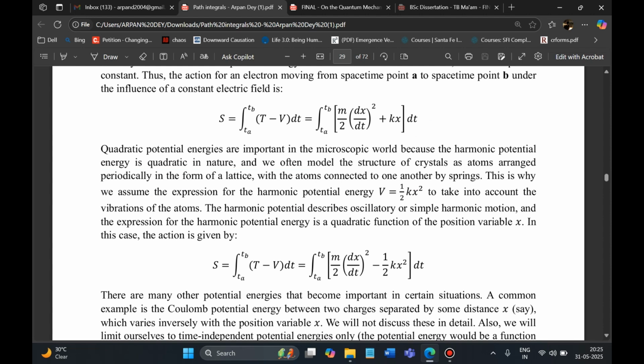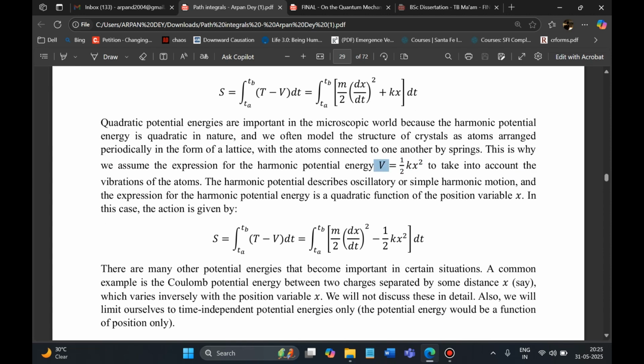Quadratic potential is also very important in the microscopic world because harmonic potential energy is quadratic. We know from very basic classical physics that for the harmonic oscillator, the potential is given by half Kx squared. The force is F equals negative Kx, the restoring force, Hooke's law, which we have learned even in high school. And the potential, you can calculate, is half Kx squared. This is a quadratic potential.